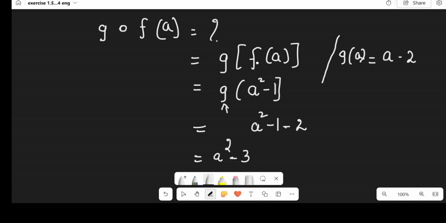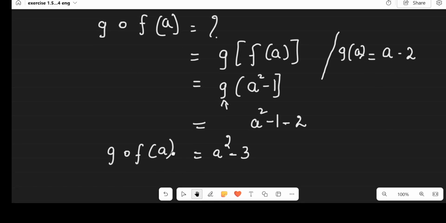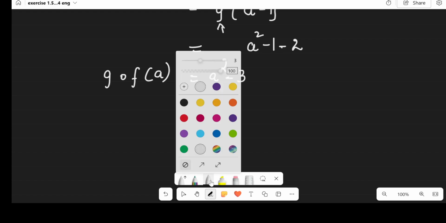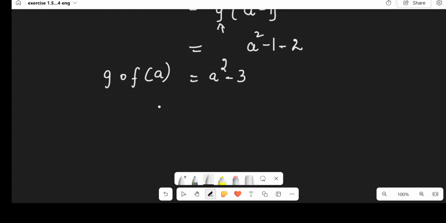In this step, we'll be applying the f of a value. After applying that, we'll be getting this one. After that, what should we do? We should apply this a square minus 1 in place of a in the g of a function. Okay, this is given in the question. This is the answer of g of f of a, right? And the question is, if g of f of a equals 1, then find the value of a. So the value of g of f of a is 1. That is given in the question.